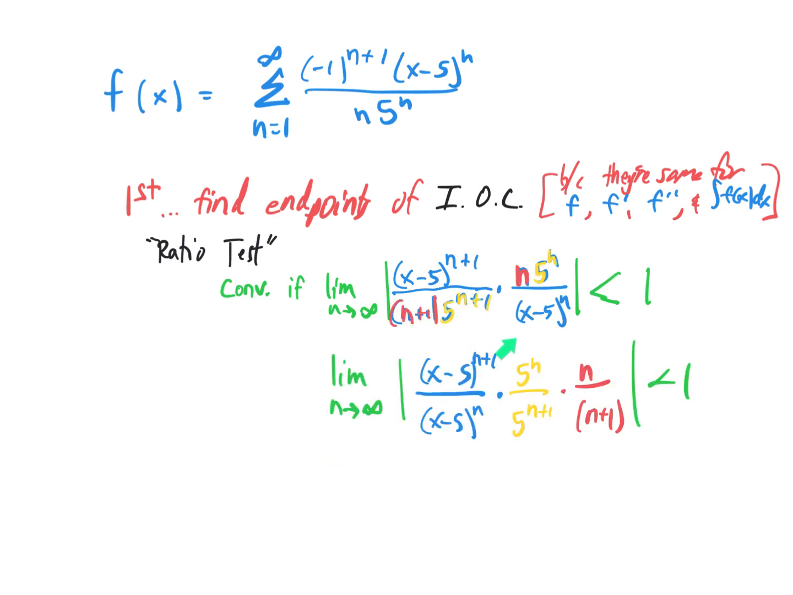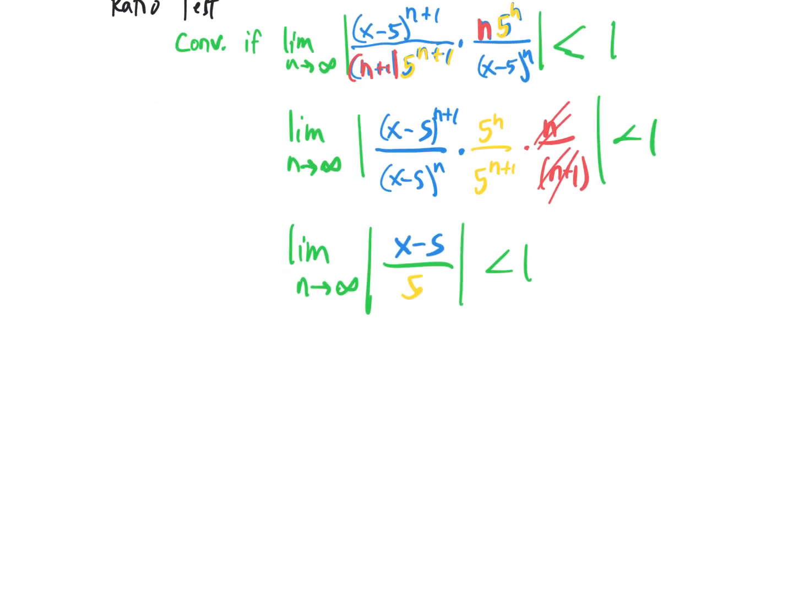So changing the order around a little bit allows us to deduce that as n approaches infinity, the red ratio approaches 1. The blue ratio simplifies to x minus 5 to the 1 power, and the yellow ratio simplifies to 5 in the denominator. So this is true when simply the absolute value of x minus 5 over 5 is less than 1.